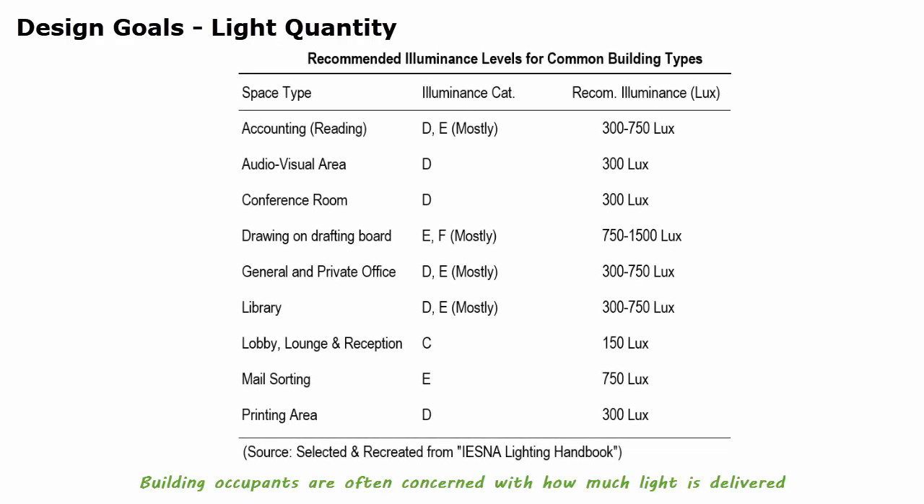Building occupants are often concerned with how much light is delivered to work surfaces to accomplish their tasks. The most widely adopted set of standards for illuminance levels is provided by the IESNA, Illuminating Engineering Society of North America. This table shows the recommended illuminance levels by IESNA for common spaces.